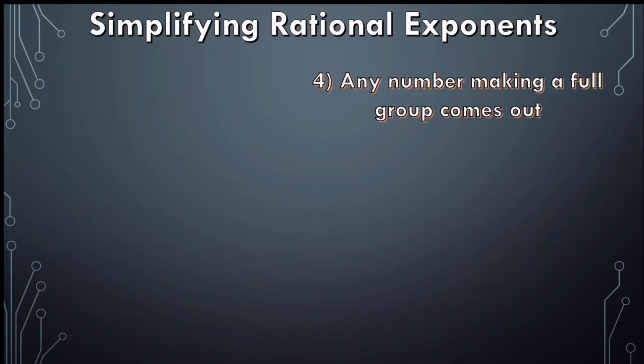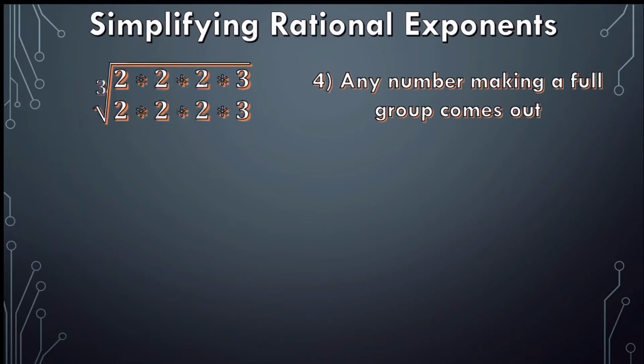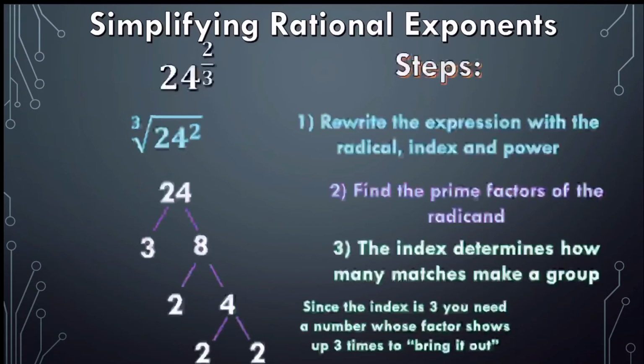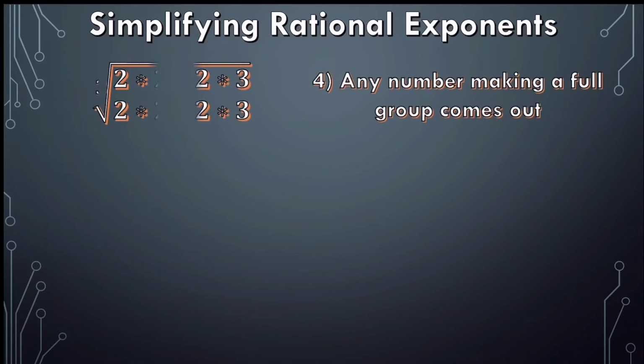Any number that makes a full group will come out. What do you think I mean by come out? Well, take a look here. I have 2 times 2 times 2 times 3. But I have it there twice. Does anyone know why it's there twice? Okay. I had 24 squared. If we go back for a minute, do you notice how inside it says 24 squared, meaning I have 24 2 times. All I did was write this. I wrote 24 as its prime factors, but I wrote it twice because it's there twice.